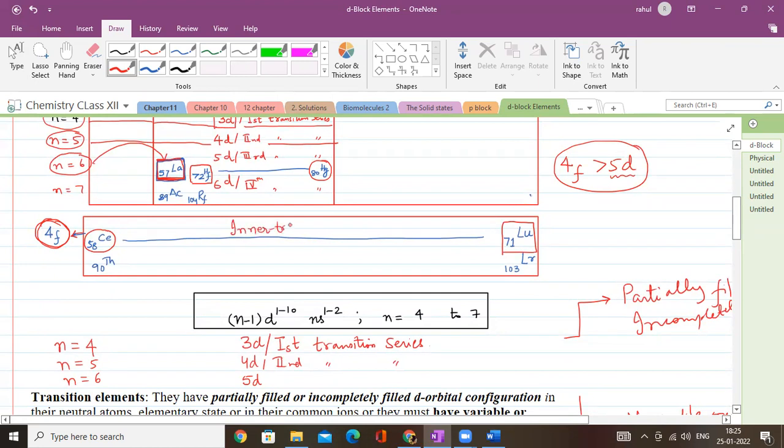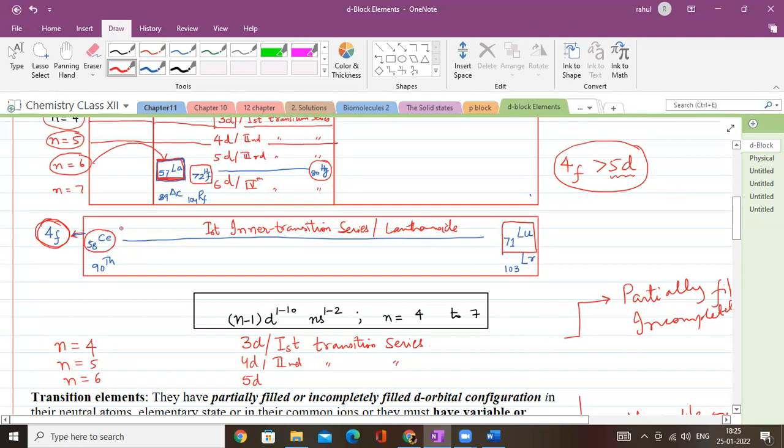This series is actually called the 4f or inner transition series. It is called the inner transition series, or we can call it the first inner transition series, also called the lanthanoid series. Why? Because the first element is lanthanoid.